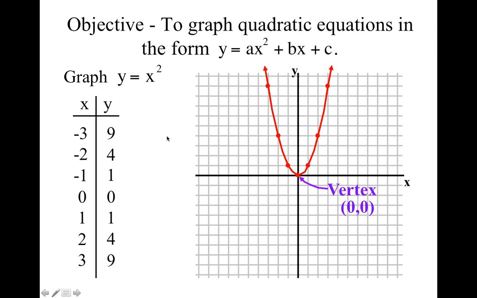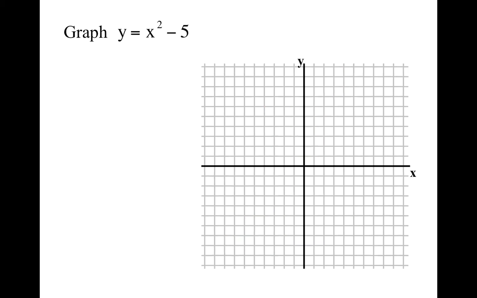The vertex, in this case, this is a parabola that is opening up, and your vertex is the lowest point, the lowest, smallest value of that graph, and that's going to be 0, 0. The axis of symmetry is where could you fold this in half? So you have a mirror image, and it would be right along the x is equal to 0 line. So x is equal to 0 is your axis of symmetry.